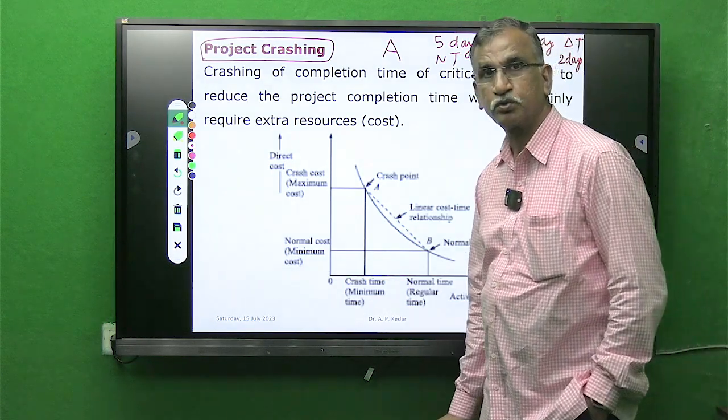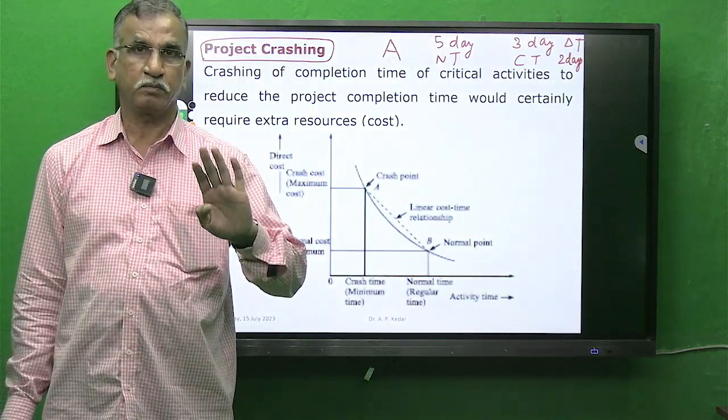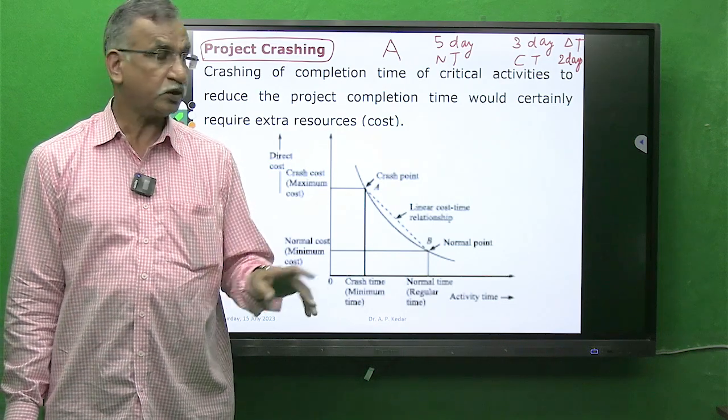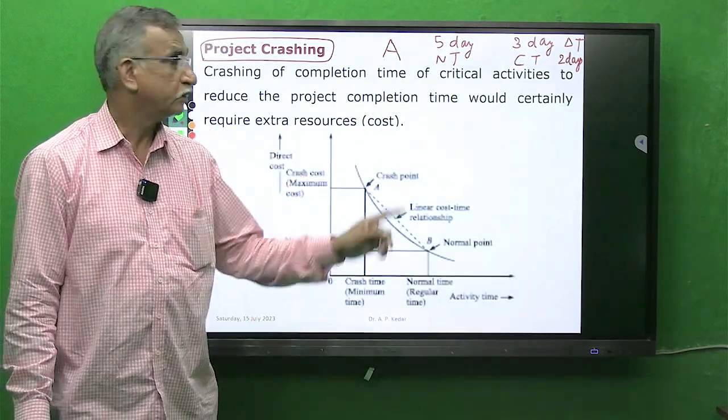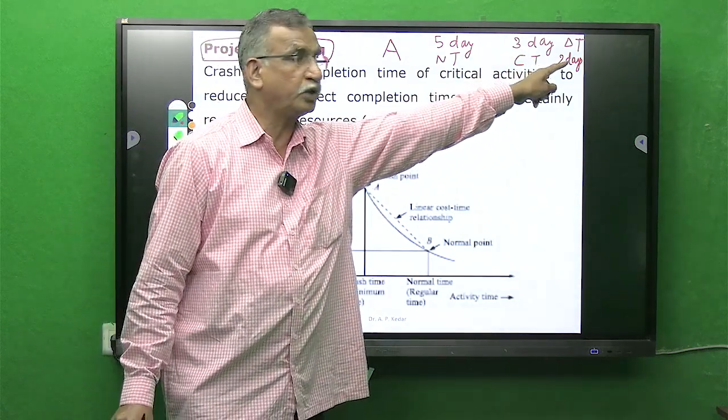How do we get these 2 days? It is the difference of normal time, 5 days, minus crash time, 3 days. Meaning this activity can be crashed by 2 days.